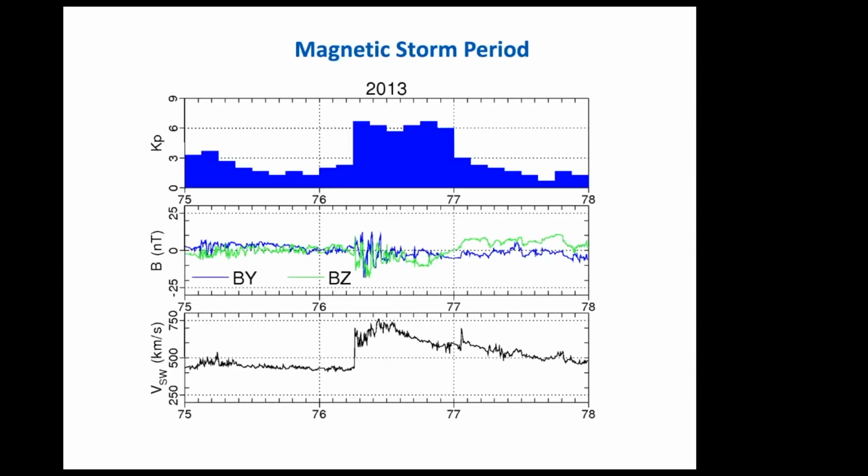The storm period selected for our study was 16 to 17 March 2013. The first day was quiet with a KP of about 1 to 2. The second day was a storm day with a KP of about 6.